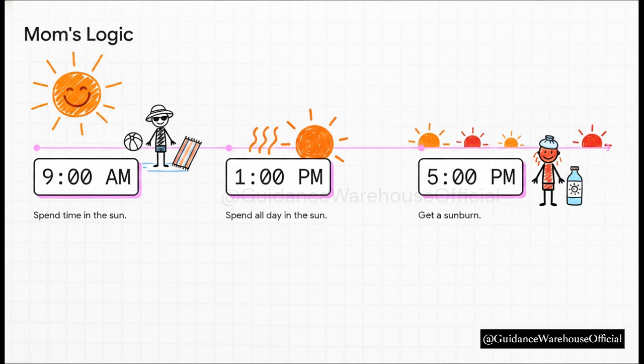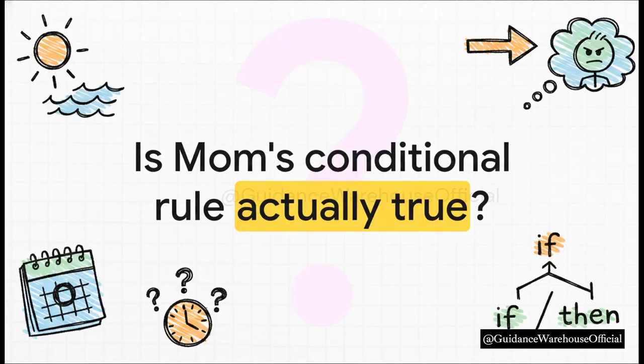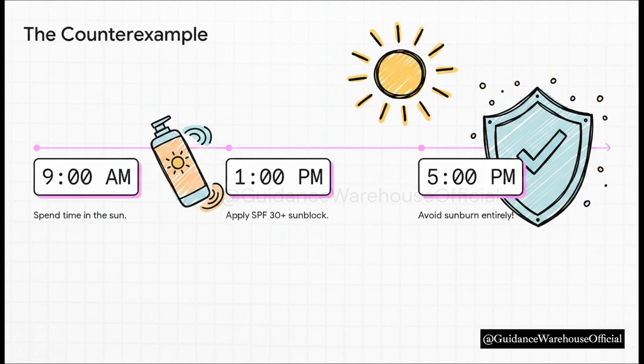She's setting up a conditional. She is claiming that getting sunburned, the consequent, is a necessary condition of spending all day in the sun, the antecedent. According to her statement, it is a completely unavoidable result. Now, I want you to put yourself in the shoes of that teenager who desperately wants to go to the beach. You need to break mom's logic. Is her conditional rule actually true? Does the claimed necessary condition always occur alongside the sufficient one? How do you win this argument?